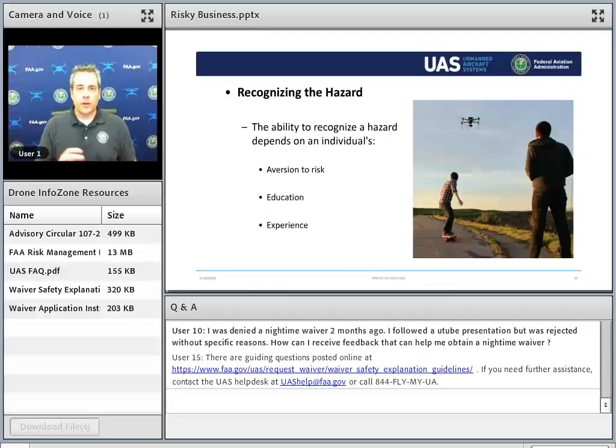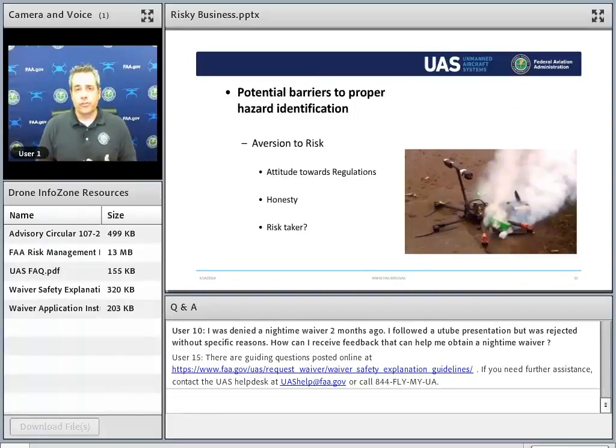To compound the difficulty, our ability to recognize hazard really depends on us as an individual. So it depends on our aversion to risk, our education, and I'm not talking about if you have a PhD or a high school diploma, but I'll get into what I mean by education there, and your experience as well. Those are three key elements that affect you as an individual and your ability to identify hazards in your operation. So what do I mean by aversion to risk? Aversion to risk is simply trying to say, are you a risk taker? Are you more prone to take risks in your operation just because that's who you are and that's how you conduct yourself than somebody else who's maybe less prone to take risks?